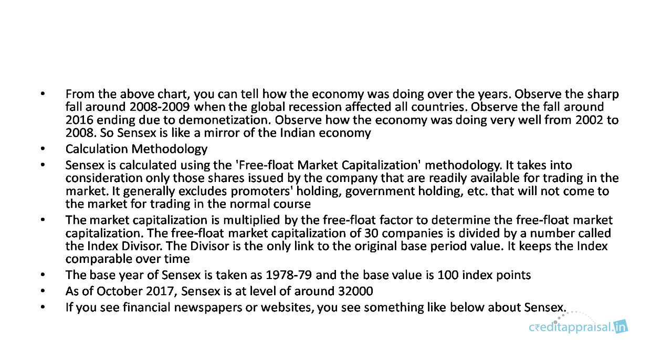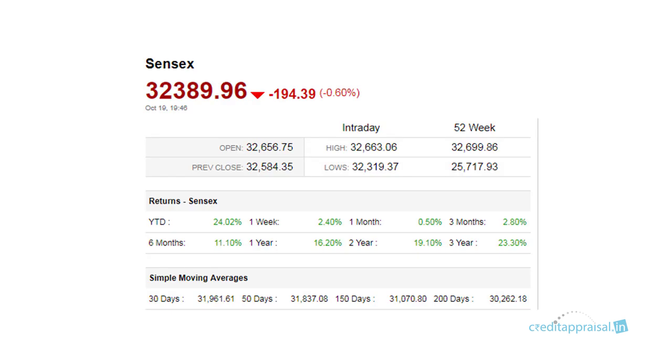Okay, so if you see a financial newspaper, usually you see something like this. Sensex figure is so and so, it's up or down by so and so points and percentage. There will be an opening figure, a previous closing figure, intraday high, intraday low, 52 week high, 52 week low. So what it's telling you is that particular day's value.